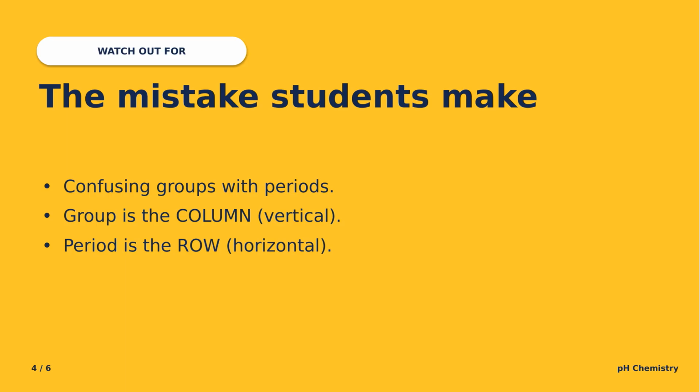Common slip. Confusing groups with periods. Group is the column, the vertical. Period is the row, the horizontal. Same group means same outer electrons. Same period means same number of shells but different outer electron counts.